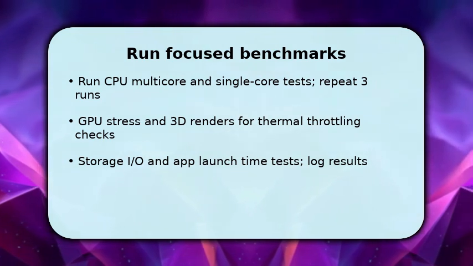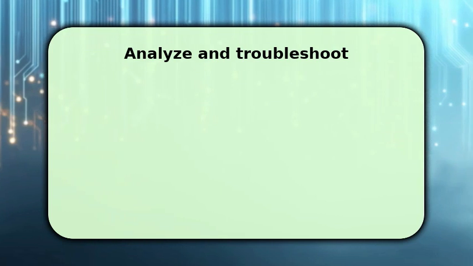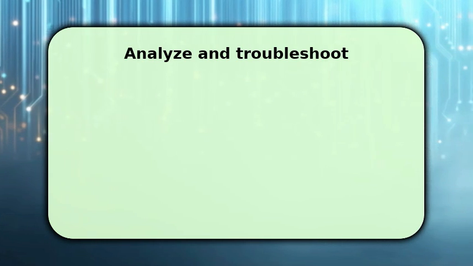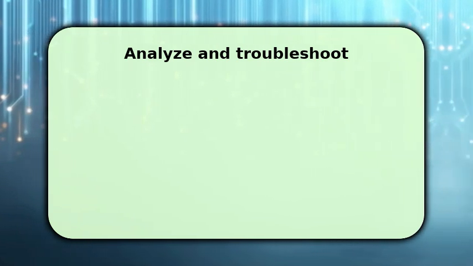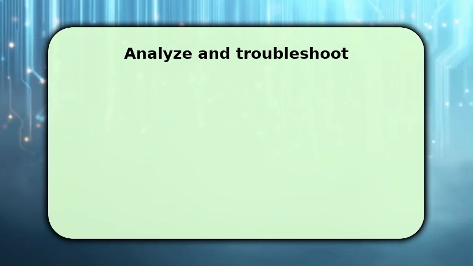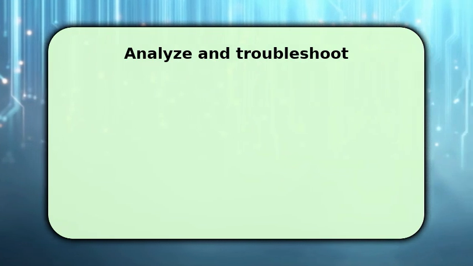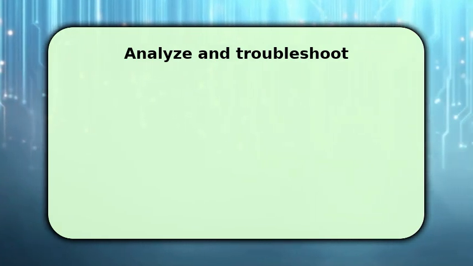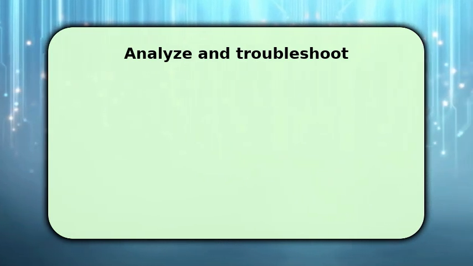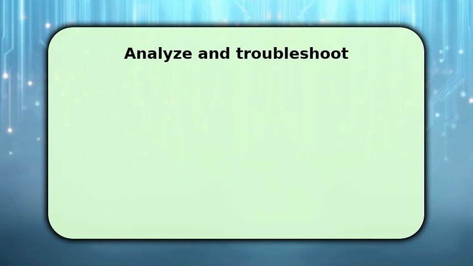Finish by analyzing trends and applying fixes. You compare averaged scores and look for anomalies like more than 10% deviation between runs or plateauing scores that indicate throttling. If results are poor, reproduce the failing test in safe mode or a clean profile to rule out apps. Once done, try quick fixes. Clear app caches, update firmware and drivers, then test again. If performance still lags, a factory reset can help. If problems persist, check for hardware faults or overheating as the likely culprit.